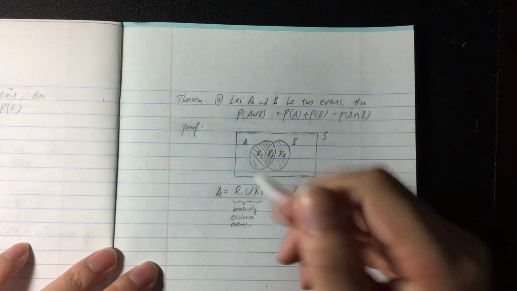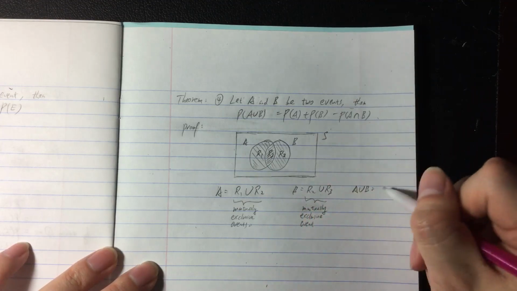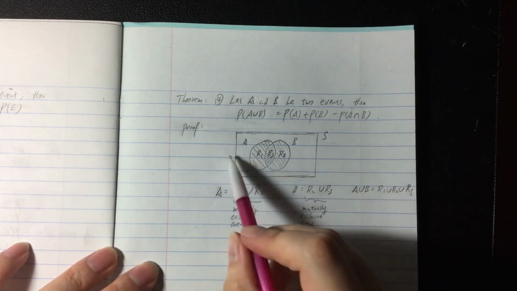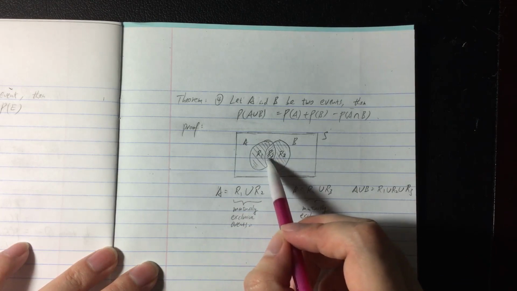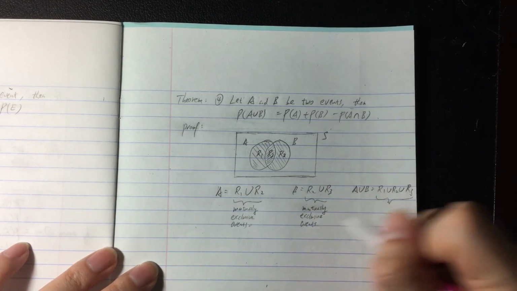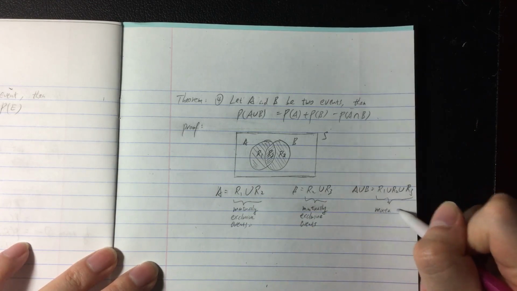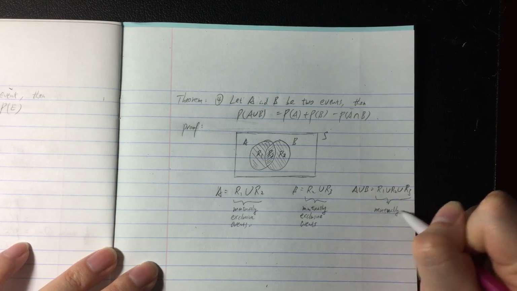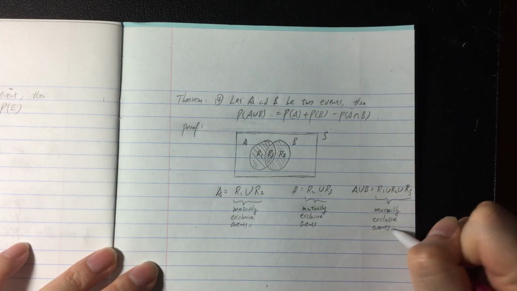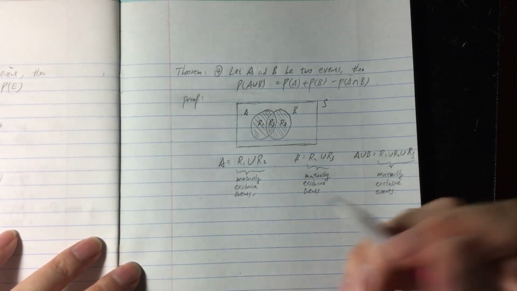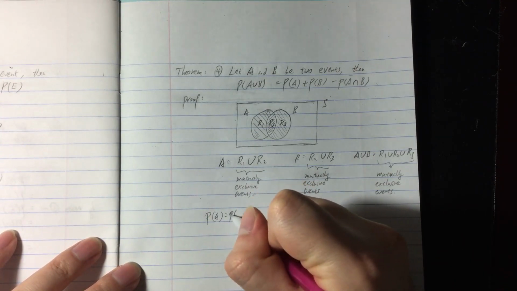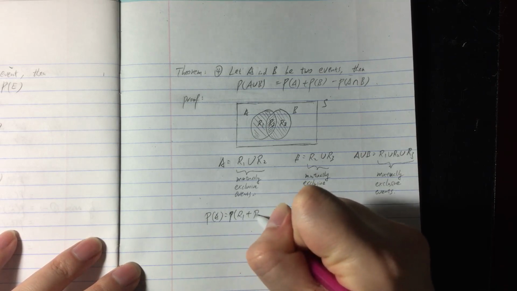A union B, the entire set here, can be written as R1 union R2 union R3. And they are also disjoint events. They are mutually exclusive events. Then we know that probability of A is equal to probability of R1 union R2.